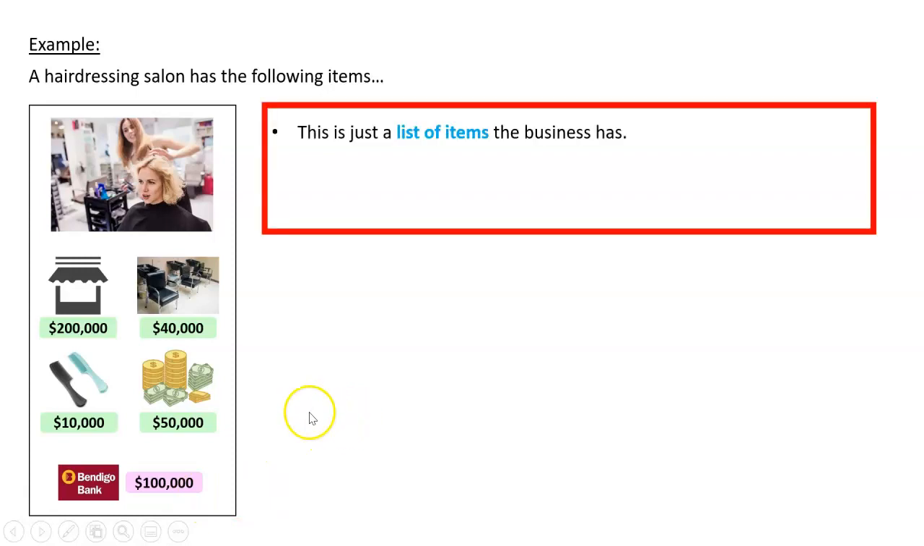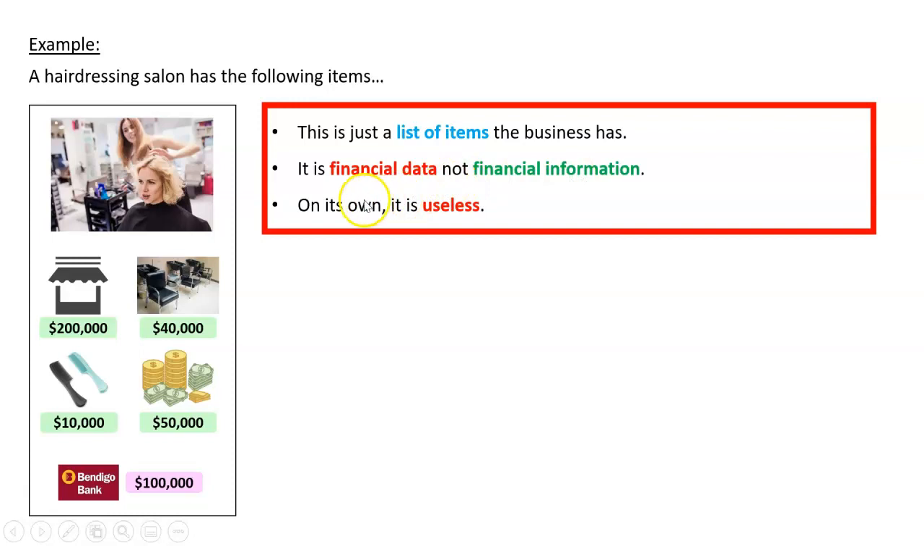So we know that on its own, this is just a list of items the business has. It's not particularly useful. If this is what you gave people to look at about the business, it's not very professional. When we started the course, we said it's really just financial data. We don't want data, we want information. Information is something I can make a decision on, so it's not great. And on its own, you could kind of argue that's a little bit useless.